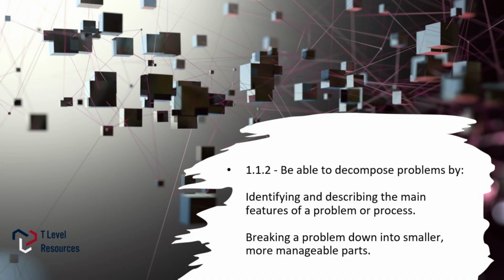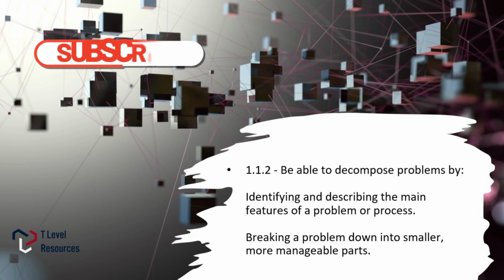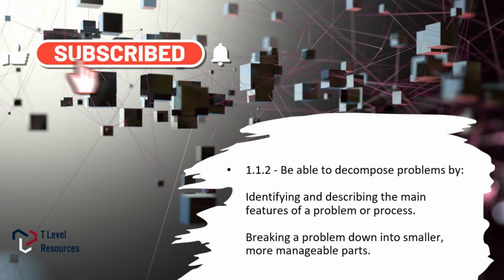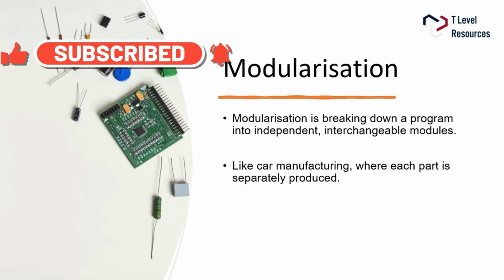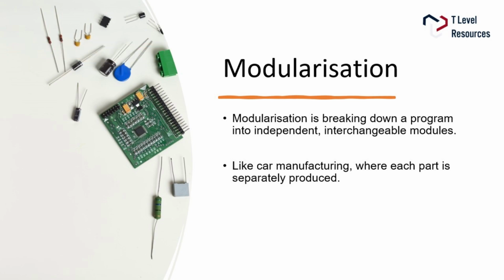1.1.2 Be able to decompose problems. Identifying and describing the main features of a problem or process. Breaking a problem down into smaller, more manageable parts. Modularization. Modularization is breaking down a program or problem into independent, interchangeable modules. Like car manufacturing, where each part is separately produced.